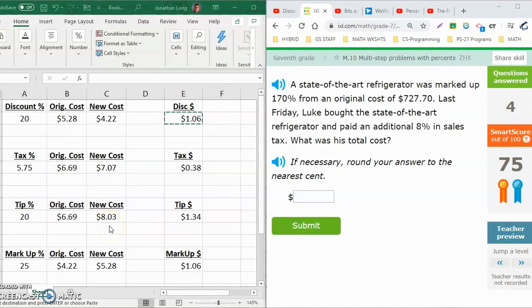Now that our Excel is updated, we can start taking a look at IXL M10 specifically, where percents are all happening together, like discount, tax, et cetera. So we want to be able to use our Excel to help us with our IXL. So let's take a look.